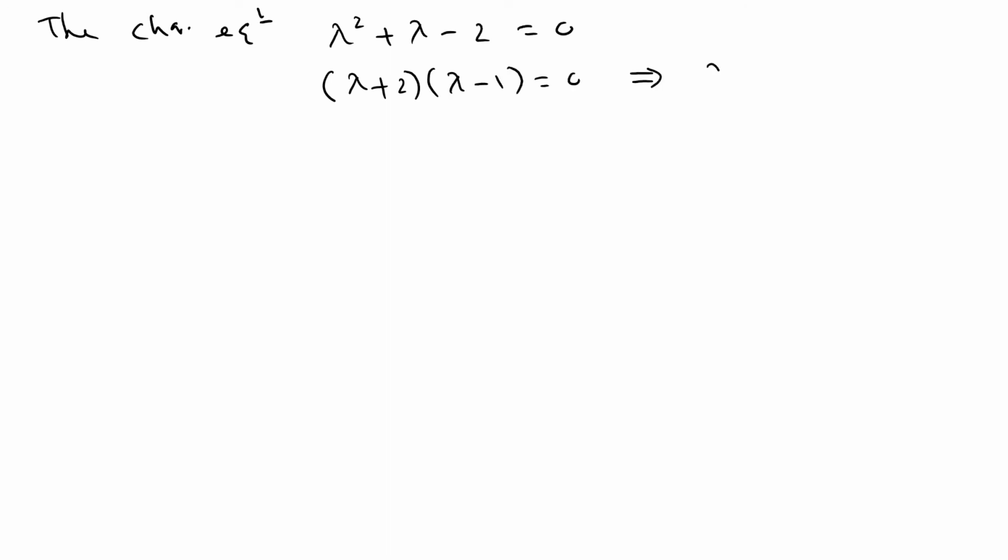The characteristic equation is, what do you get? Lambda squared plus lambda minus 2 equals 0. That's what you get. This is very easy to find factors. So this is lambda plus 2 and lambda minus 1 equals 0. This is that lambda equals 1 and negative 2.